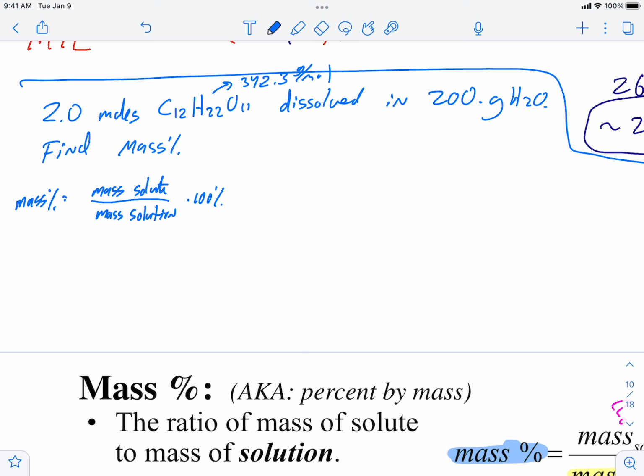Now here's the tricky part. The total mass of solution is not 200 grams. The mass of solution is the mass of the solute plus the mass of the solvent.